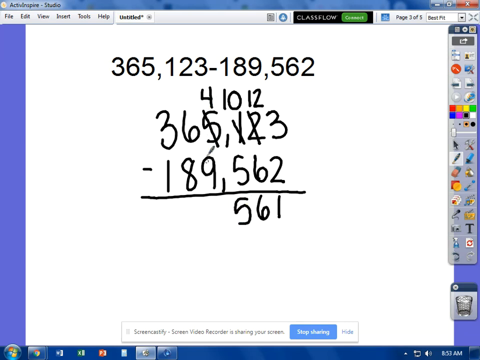I see if I can do 4 minus 9. The answer is no. The 4 asks the 6 to borrow. It does. We make it a 5, put a 1 in front of the 4. 14 minus 9 is 5. I do 5 minus 8 next. I can't do that, so I have to borrow again. It becomes a 2, and I add a 1 in front of my 5. 15 minus 8 is 7. I can do 2 minus 1 because my top is larger, and I get 1.